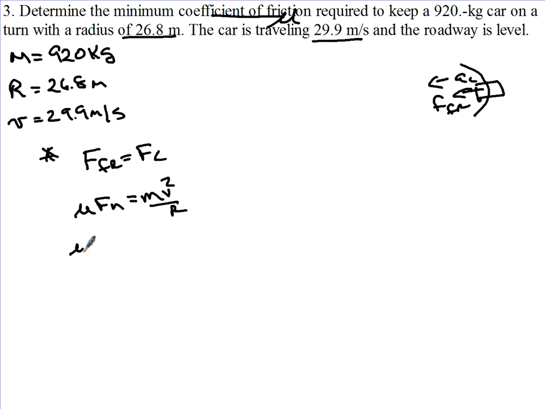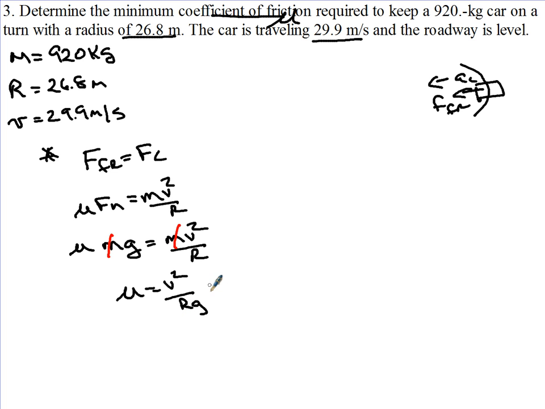Now, Fn is mg, and this is mv squared over r. Now this is very interesting. Look what happens to my masses. And by the way, this always happens. My masses always cancel. So mu is v squared over rg.